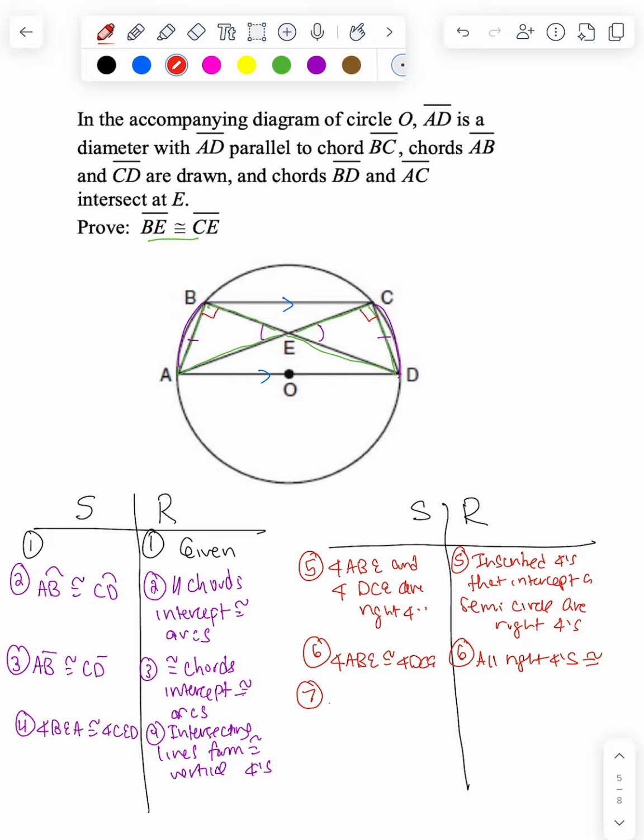And that gives us the two triangles ABE and DCE are congruent to each other by angle side. And then we know that segments BE and CE are congruent by CPCTC, because once the triangles are congruent, then the corresponding sides are also congruent by CPCTC.